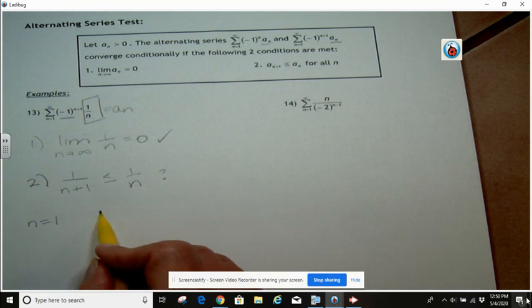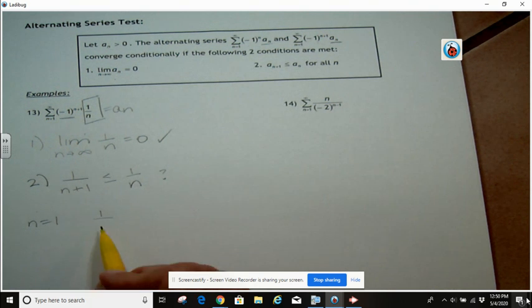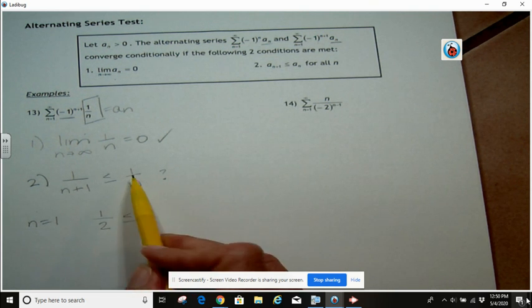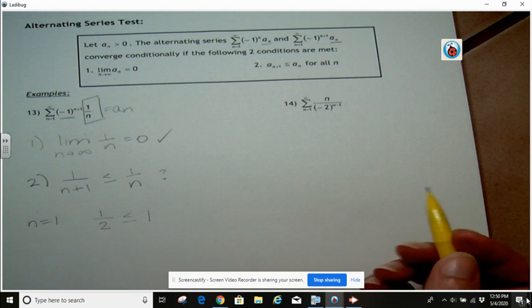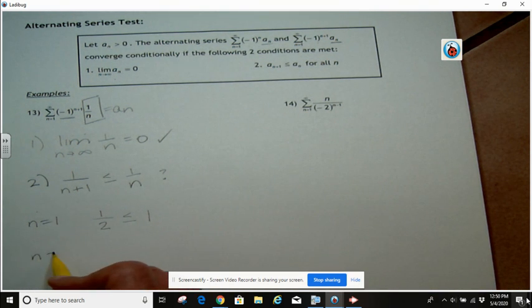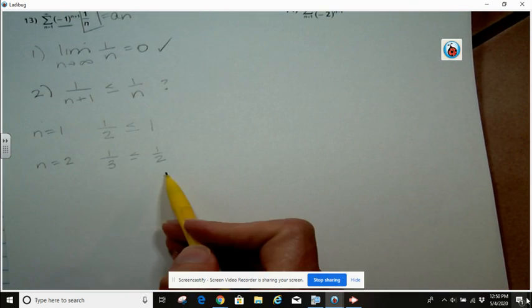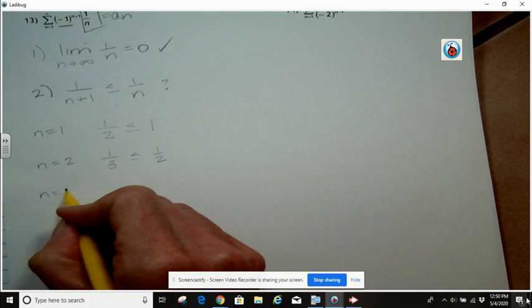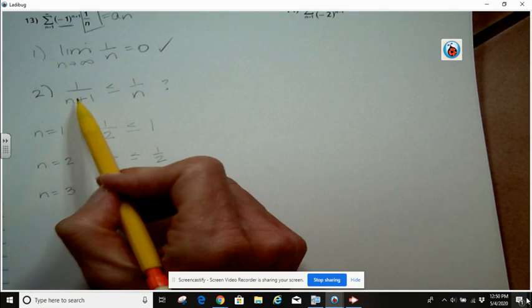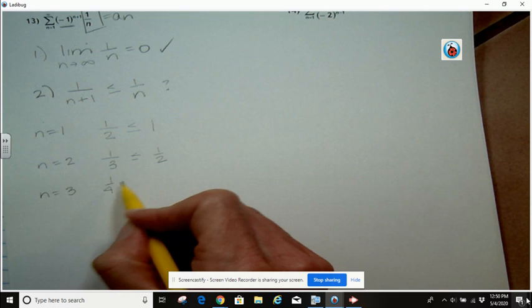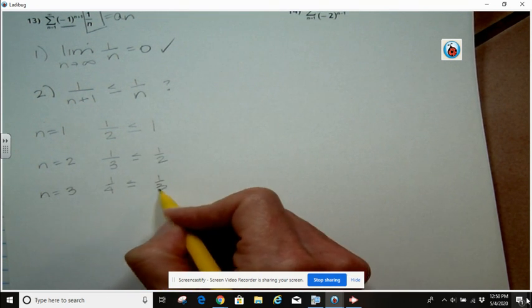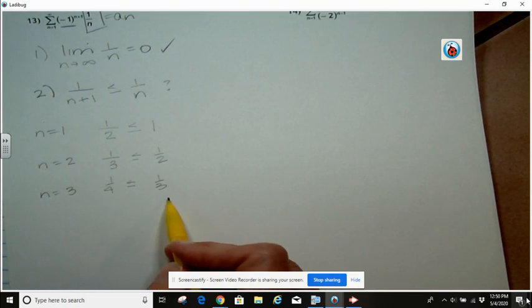So for n equals 1, it would be 1 over 1 plus 1, which is 2, less than or equal to 1 over 1. That's true. 1/2 is less than or equal to 1. For n equals 2, it would be 1 over 2 plus 1, less than or equal to 1 over 2. And yes, 1/3 is in fact less than or equal to 1/2. 0.3 repeating is less than 0.5. Let's try it one more time. If n equals 3, so again, we're putting a 3 here, so that would be 1/4 less than or equal to 1/3. That's 0.25 less than or equal to 0.3 repeating.